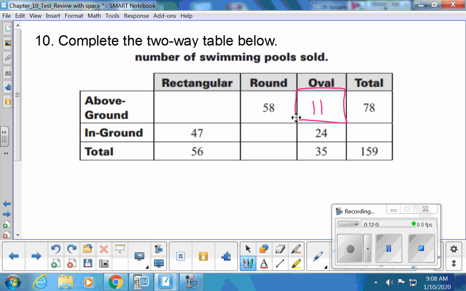That's not going to work. 9? Maybe. So it looks like Jagger wants to do this one next, the rectangular above ground. So I'm going to do 78 minus 11 minus 58. 9. Very good.